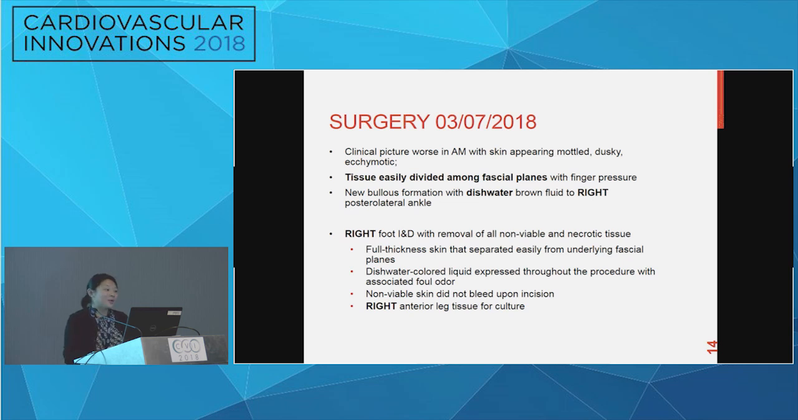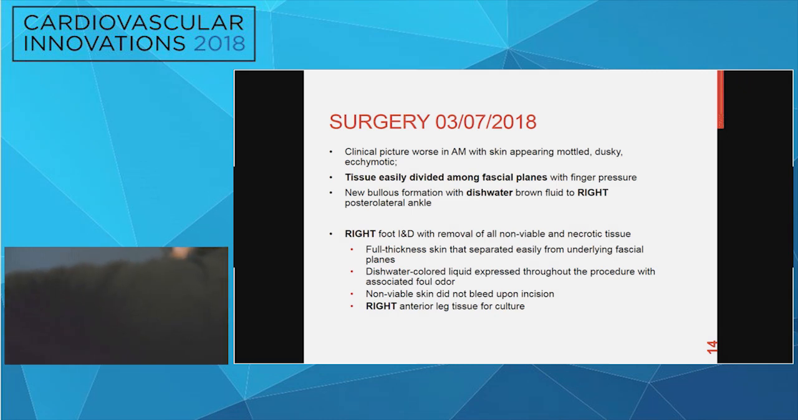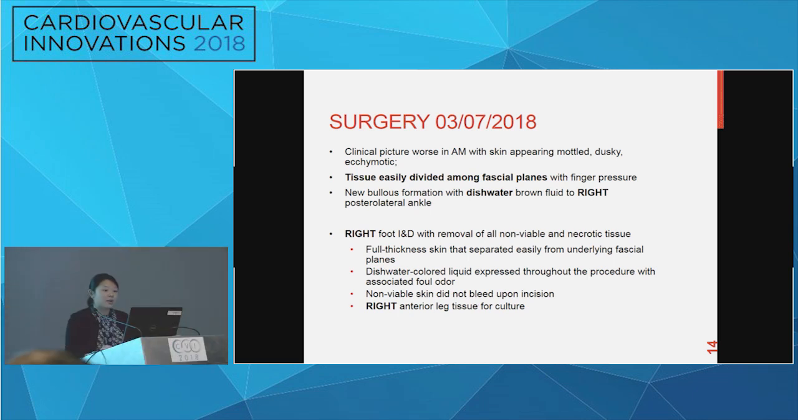So we saw him the next morning, and thank goodness we admitted him because his clinical picture was a lot worse. This time his skin appeared mottled, dusky, ecchymotic, and the tissue was easily divided along the fascial planes with just finger pressure. And then that dishwater brown fluid, malodorous, was coming out. So we thought necrotizing fasciitis and took him to the OR right away, where we did a right foot I&D.